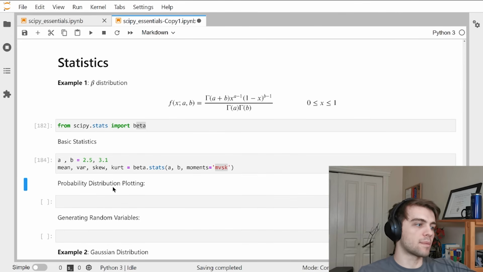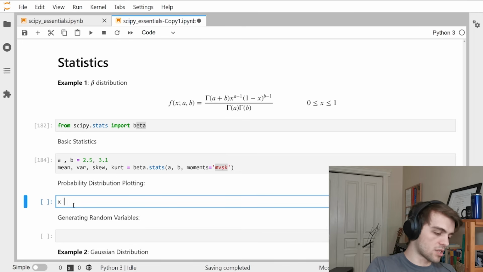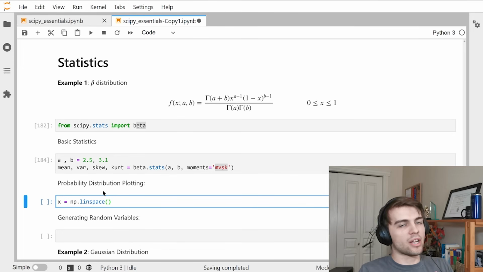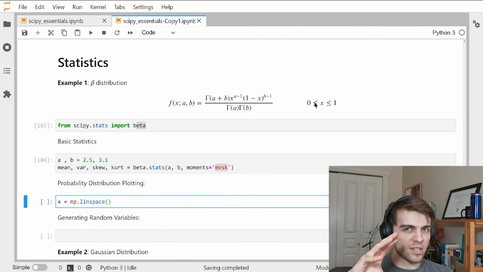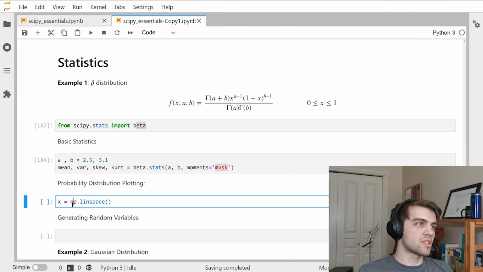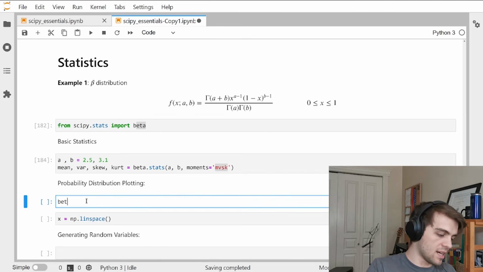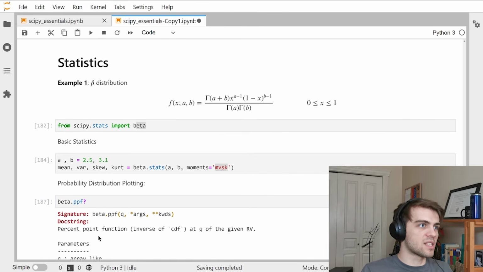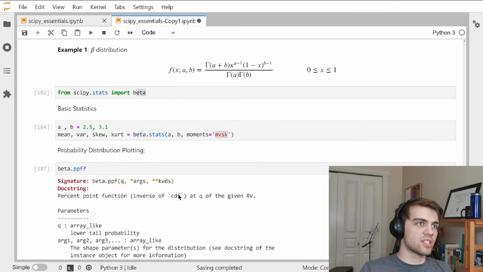Now, there's also plotting the probability distribution. So let's make some values between 0 and 1. Well, okay, so I could go 0 and 1 because I know explicitly that we're between 0 and 1 here. But there's a better way to do this when you're dealing with these PDFs, right? And so what I can do is I can say beta.ppf. And I can go question mark here just to show you what this is. This is the percent point function. It's the inverse of the CDF. And you're probably thinking, why do I want the inverse of the CDF?